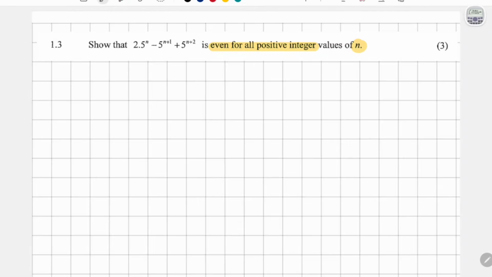Okay, so first of all, let's just think about that. They say that n, first of all, is going to be a positive integer. It's always going to be a positive integer. Okay, keep that in mind. Then this expression has to be even.